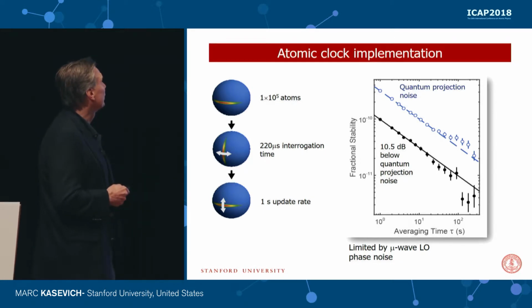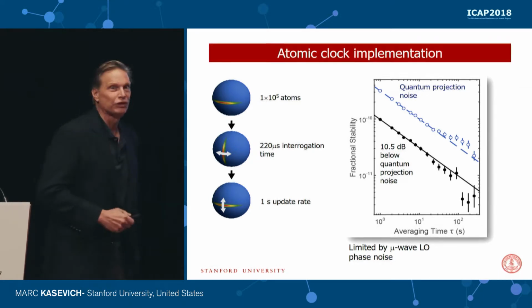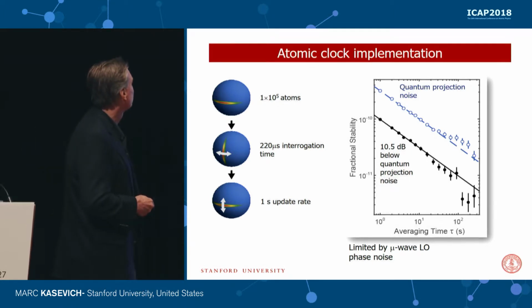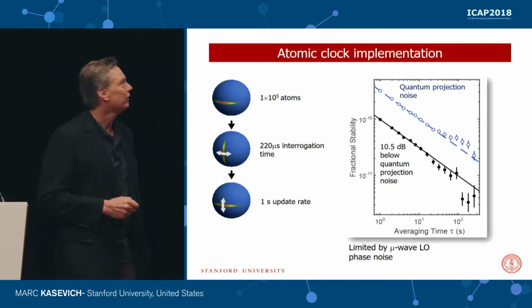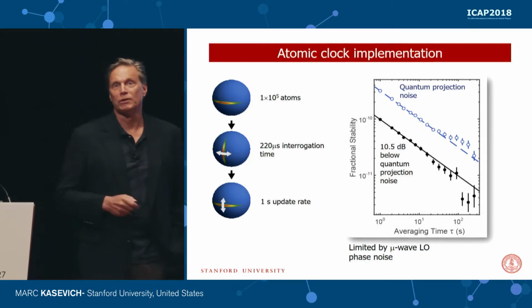Then here comes the Ramsey interrogation sequence. Pi/2 rotates that so that this is on the Bloch sphere what the atomic many-body state looks like. It precesses in a standard way of an atomic clock, and then a final pi/2 pulse projects that precession on the z-axis, and you detect the number of atoms in the ground state or the excited state. And then from that population, you can infer the performance of the clock.